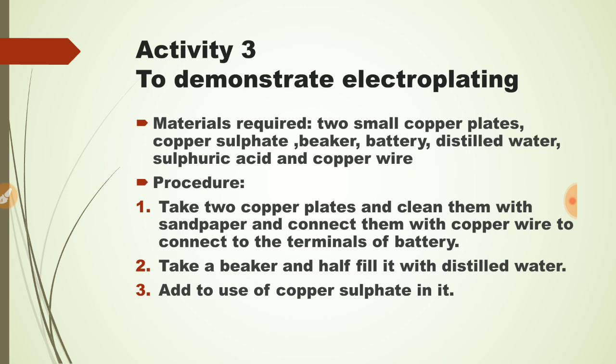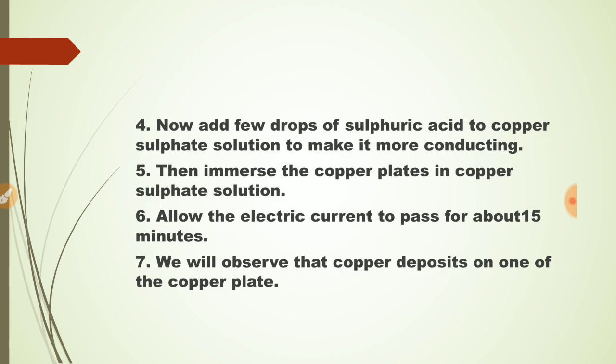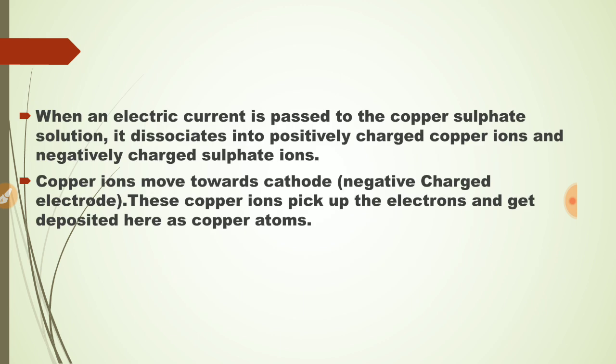Now take a beaker and half fill it with distilled water. Add some copper sulfate in it. Now add few drops of sulfuric acid to copper sulfate solution to make it more conducting. Then immerse the copper plates in copper sulfate solution. Now allow the electric current to pass for about 15 minutes. We will observe that copper deposits on one of the copper plates.